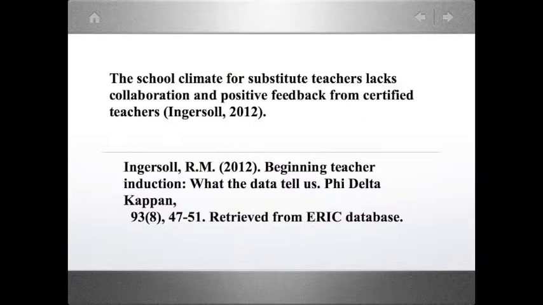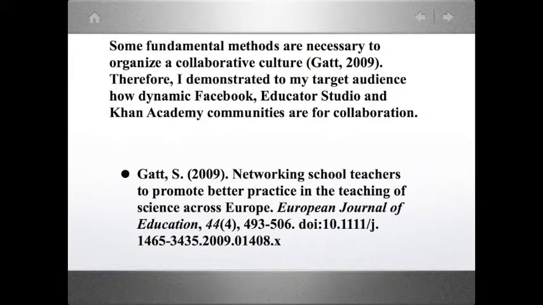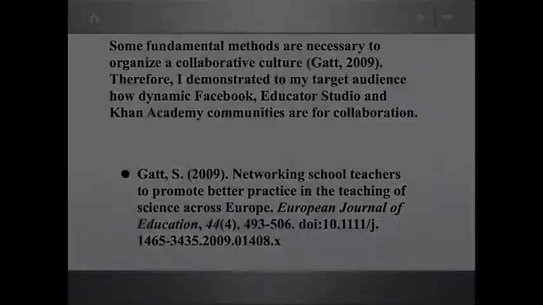Numerous research supported the outcome of my capstone project. The school climate for substitute teachers lacks collaboration and positive feedback from certified teachers. Some fundamental methods are necessary to organize a collaborative culture. Therefore, I demonstrated to my target audience how dynamic Facebook, Educator Studio, and Khan Academy communities are for collaboration.